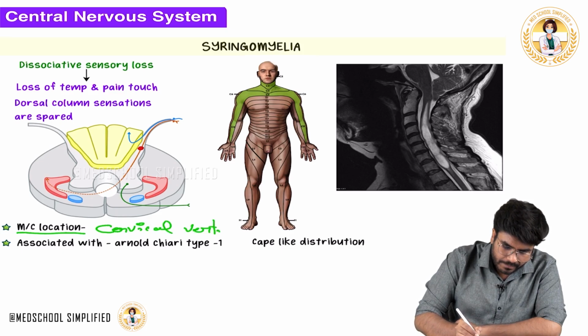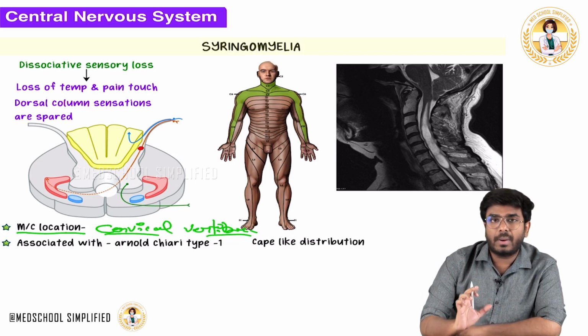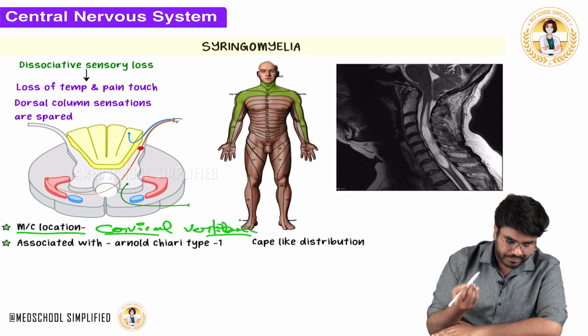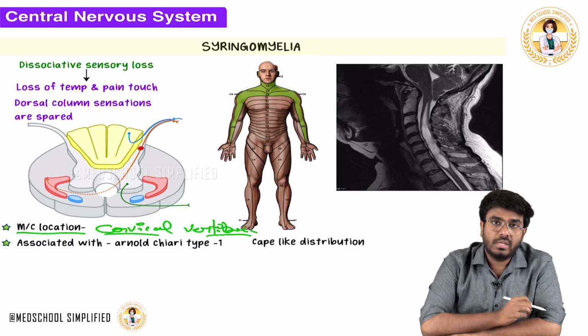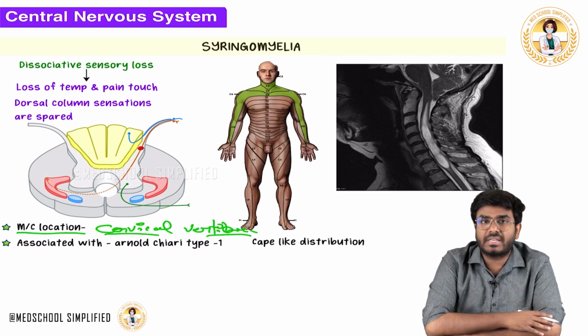Okay, so in the cervical part of the spinal cord, you can have this cystic degeneration or cystic dilatation of the cavity. Now it is associated with what? Syringomyelia is one condition which is associated with Arnold-Chiari malformation type 1.